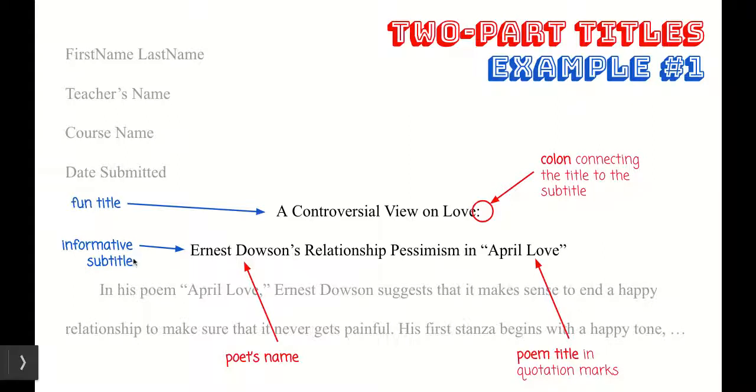So that subtitle is "Ernest Dawson's Relationship Pessimism in April Love." And so, as my fun title didn't really say much about what this paragraph was going to have in it, in my subtitle, I've identified the text, right? So, the poem April Love, it's by Ernest Dawson. And I also have another piece of that main idea in there. His relationship pessimism is a little bit more specific than just saying that his view on love is controversial.